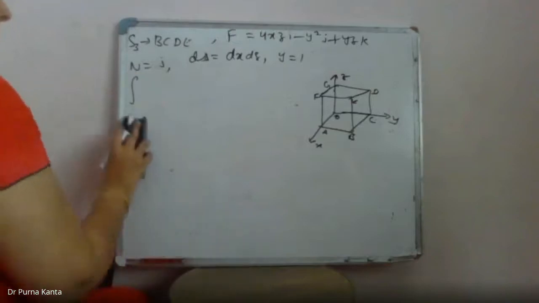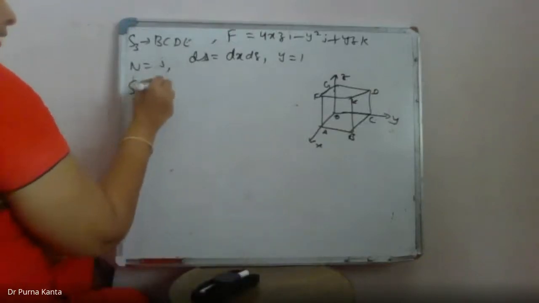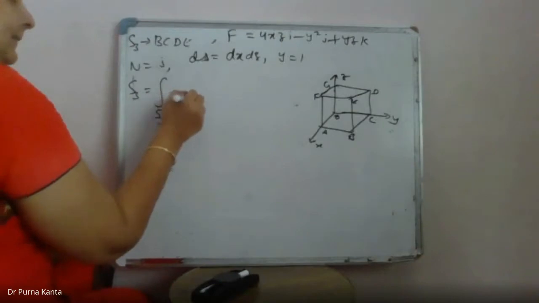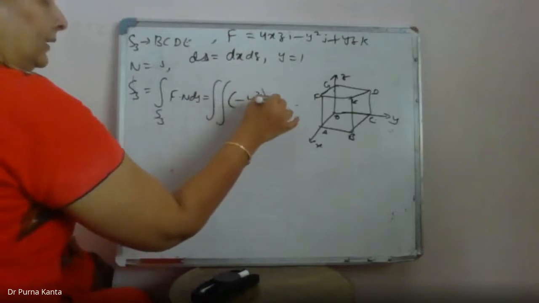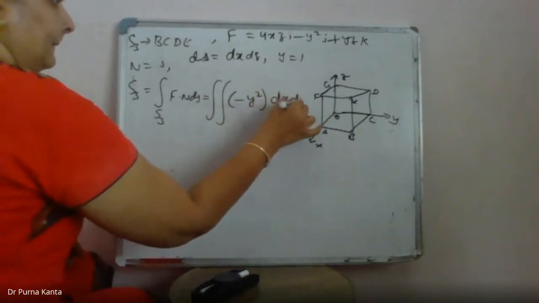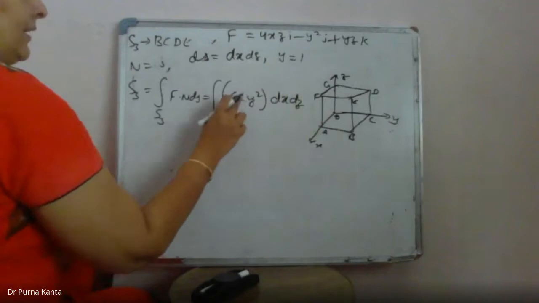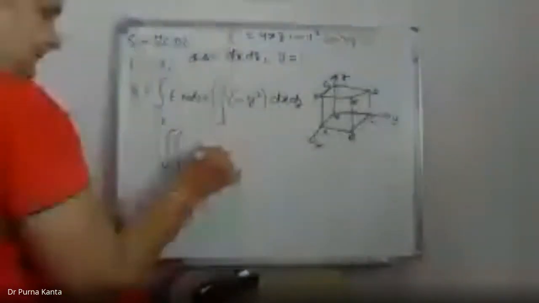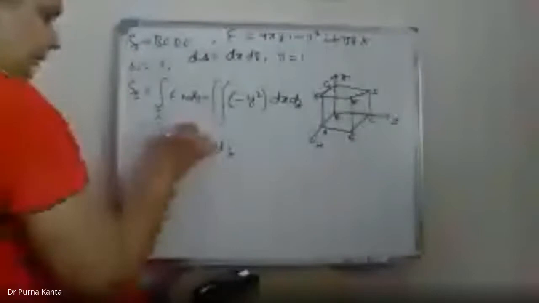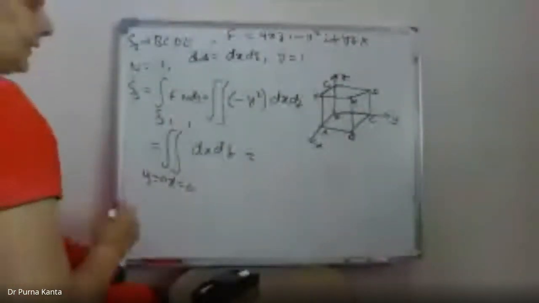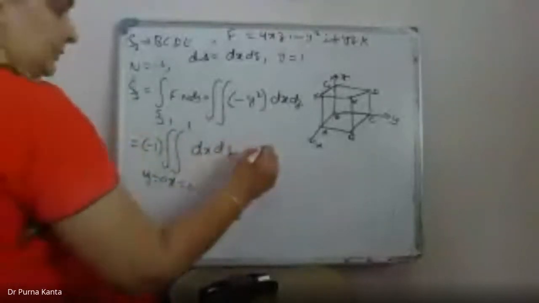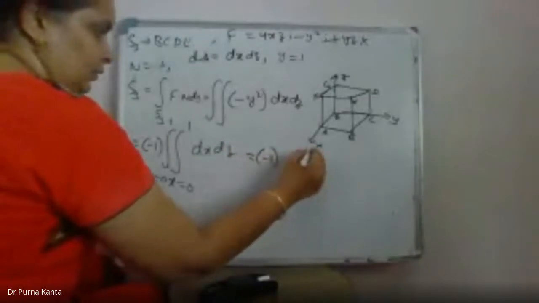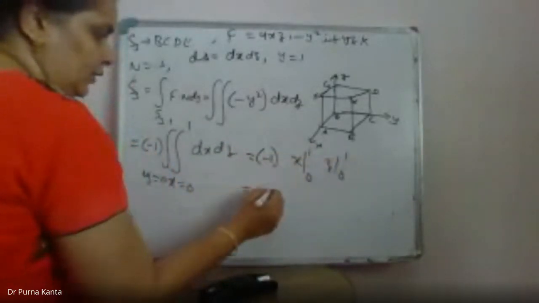So the integral over S3 of f dot n ds is the double integral of j dot j, which is minus y squared, dx dz. Y equal to 1, so it becomes minus 1 times the double integral of dx dz, with x from 0 to 1 and z from 0 to 1, which is equal to minus 1.